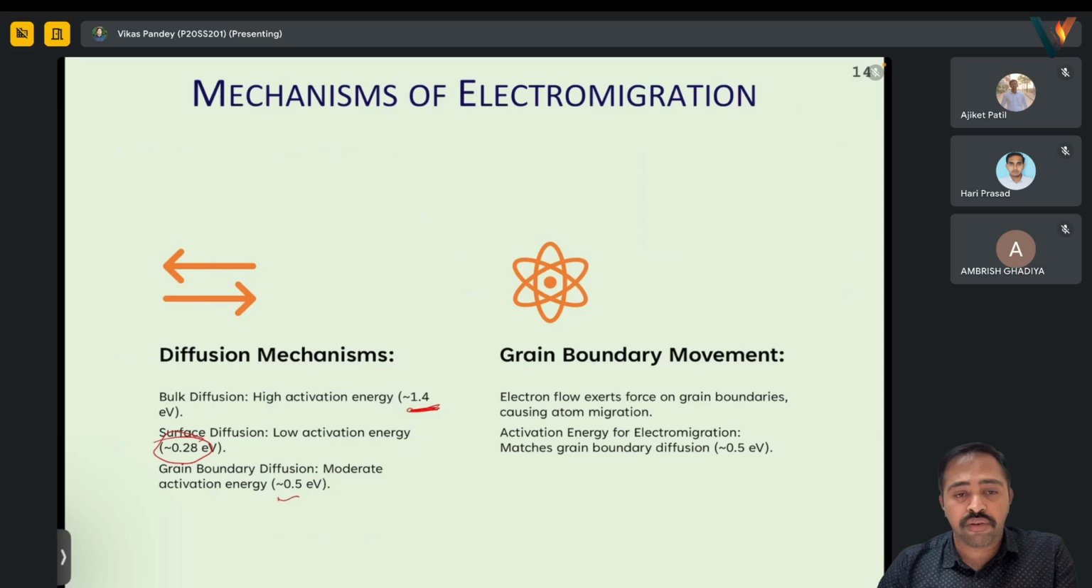Whereas there can be some electromigration due to grain boundary movement. That is, electron flow exerts force on the grain boundary causing the atom migration. Grain boundary means when we have difference in the crystal or difference in metal structure, two different metals. This actually has the same energy level as the grain boundary diffusion, that is half electron volt. How do we tackle this electromigration?